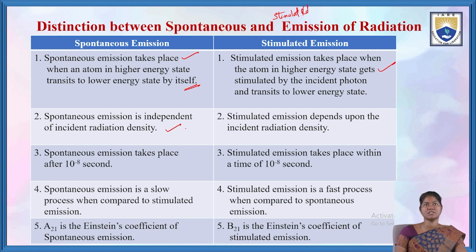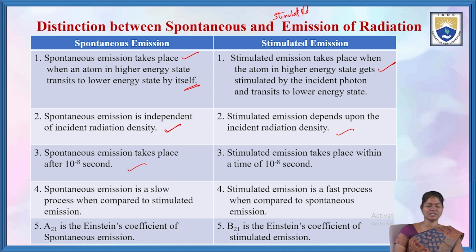Spontaneous emission is independent of incident radiation. There is no need to stimulate the atom which is at the higher energy state; the atom itself transits to lower energy state. So spontaneous emission is independent of incident radiation density. Here stimulated emission depends upon the incident radiation density. After stimulation by the incident photon, the excited atom comes to lower energy state.